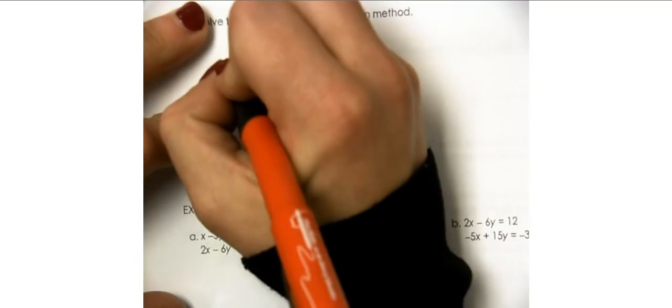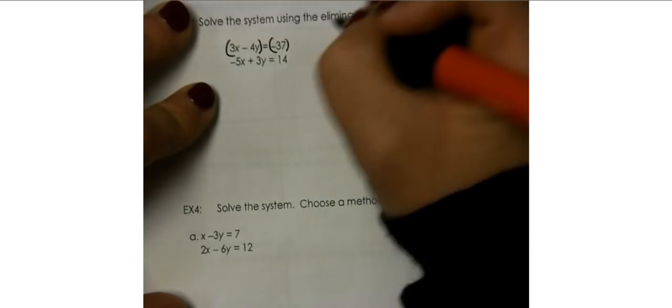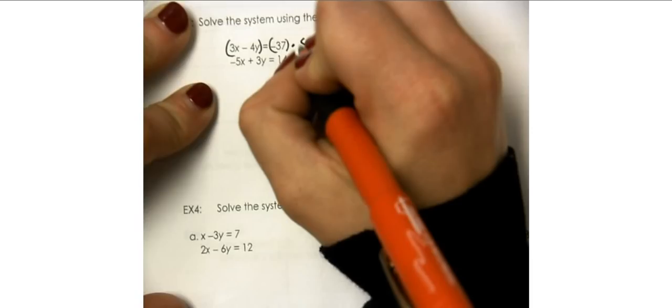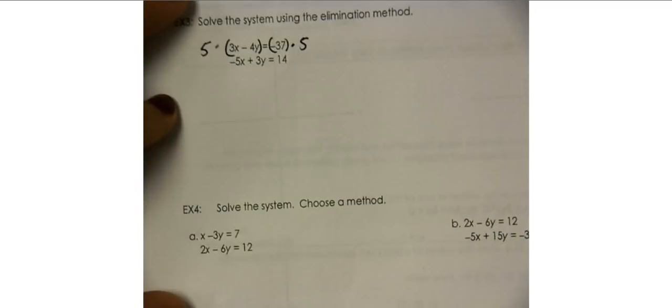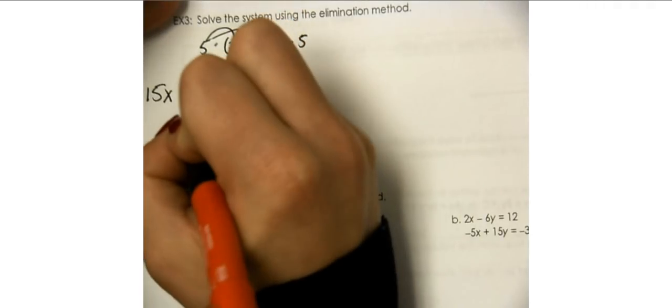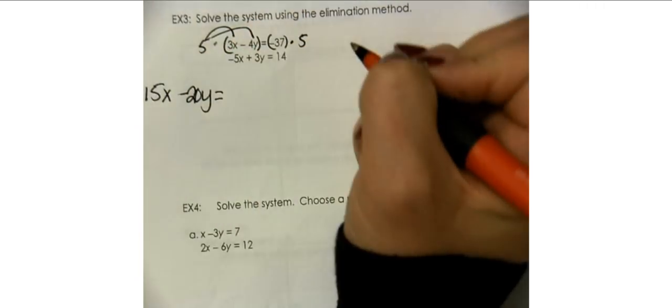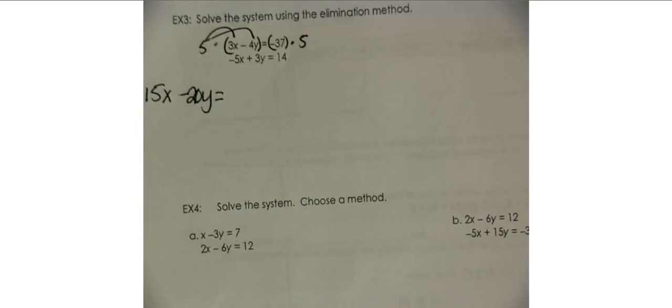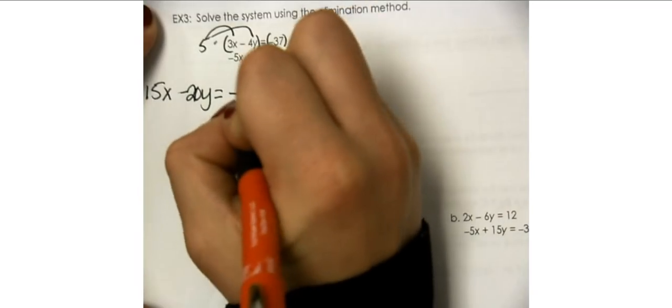So in order to change 3 to become the number 15, I'm going to multiply the top equation by 5. And by doing that, I'm just going to write it down here in this space. 5 times 3, that's 15, so that's 15x. 5 times 4, that's minus 20y. And this is going to be equal to negative 37 times 5 is equal to a negative 185.